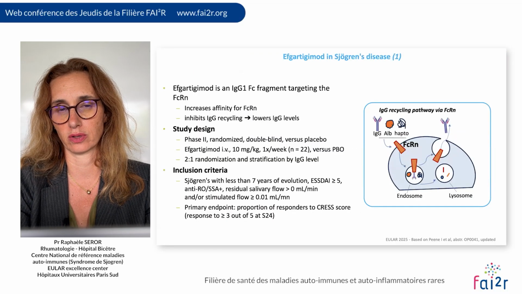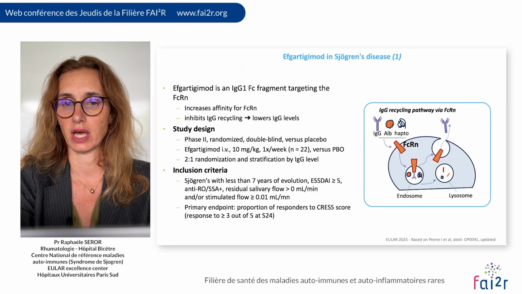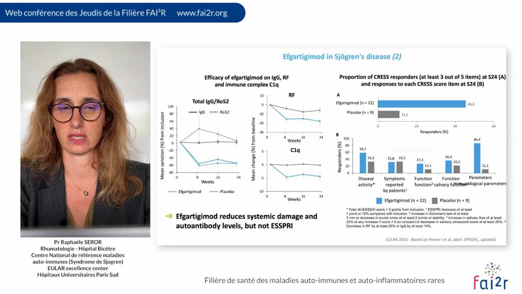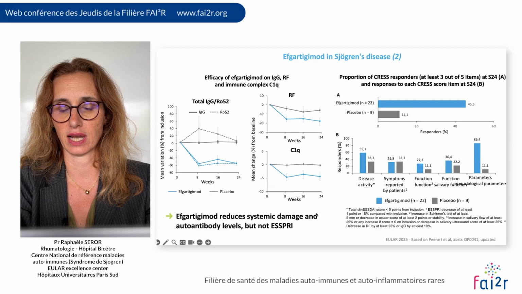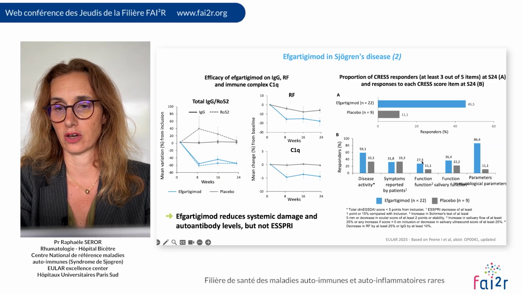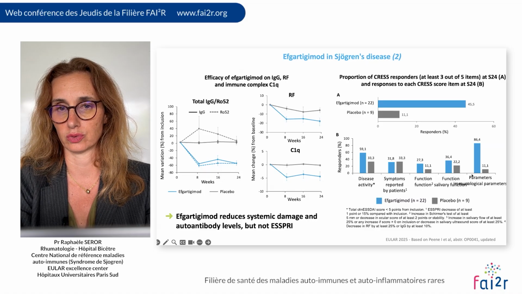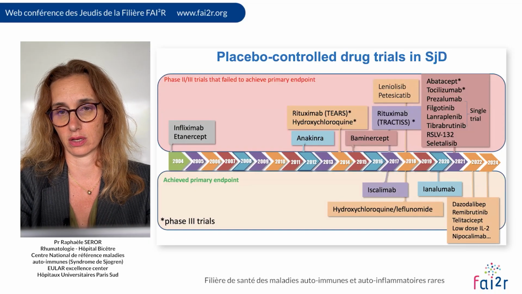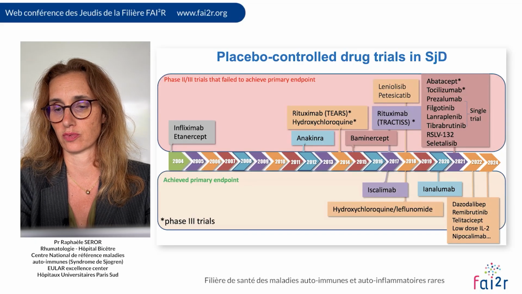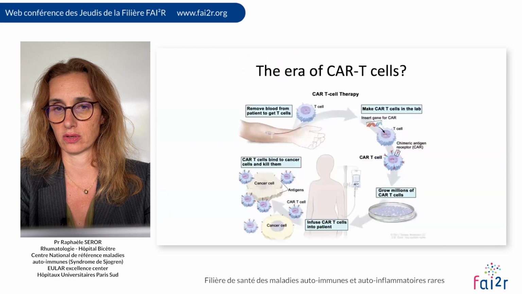And these results have been confirmed by a second drug that targets exactly the same pathway, the FcRn, which is efgartigimod, and these results have been presented recently at EULAR, showing an effect with a decrease of total IgG of 60%, like nipocalimab, and also an effect on disease activity, glandular function, ocular and salivary function, and also, of course, on biological domain. So a lot of trials that have been conducted and are still now ongoing on Sjögren disease, with promising results and hopefully new drugs in the near future.